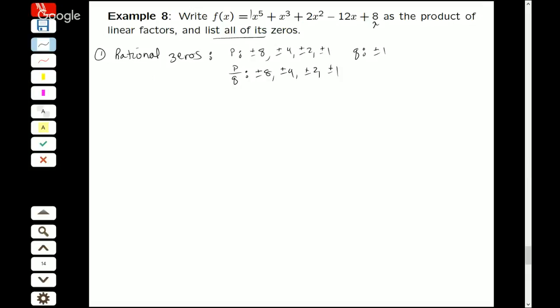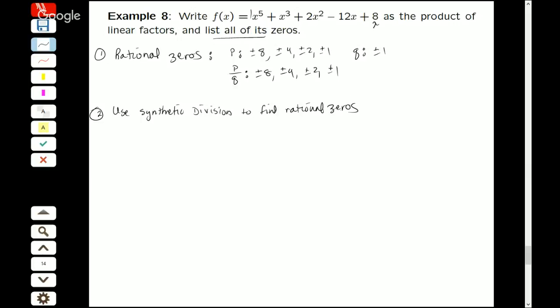Those are all the factors. There are no fractions in this one. That's a good thing. So there are the rational zeros. We're going to use synthetic division. You knew we spent time learning it for a reason. Use synthetic division to find rational zeros.